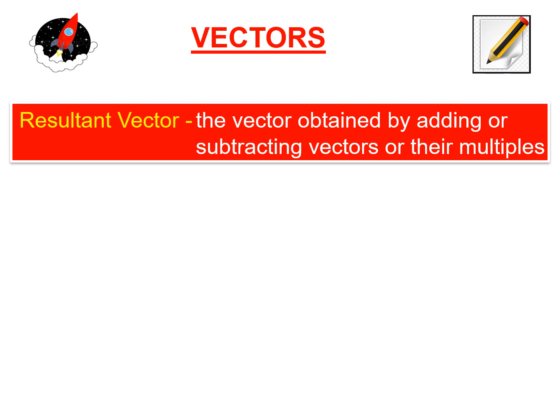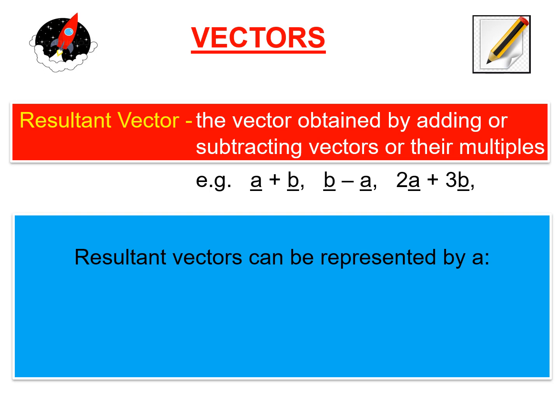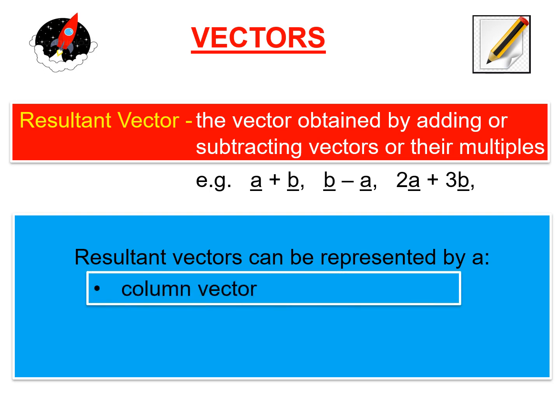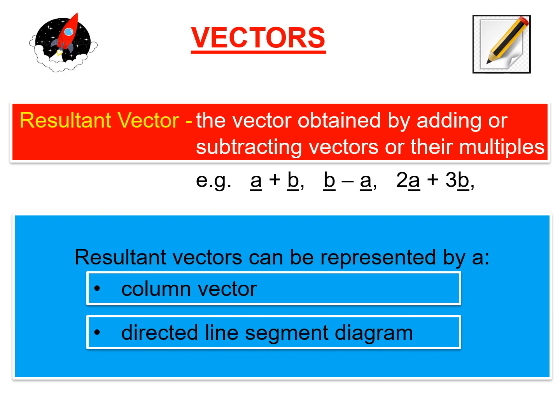So for example, if we had a vector A and a vector B, we could be asked to find the vector A add B. We could be asked to find the resultant vector B subtract A, or we could be asked to find, for example, 2A add 3B. All these are just examples of resultant vectors. Now, like any other vector, resultant vectors can be represented by column vectors or by a directed line segment diagram, and we will look at both these types and also calculating the magnitude of resultant vectors today.